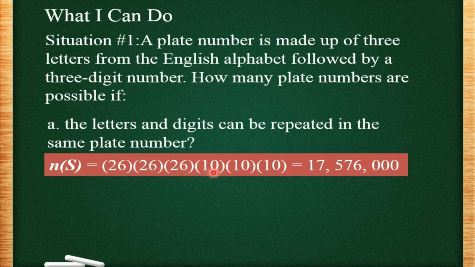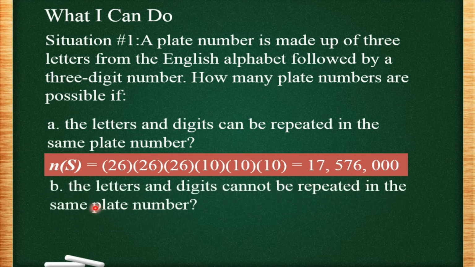For the digits, there are 10. What are these? 0, 1, 2, 3, 4, 5, 6, 7, 8, 9. For the second digit, because you can repeat, there are again 10. And then, for the third digit, there are 10. Multiplying all of these, you come up with the total possible outcomes, and that is 17,576,000. Okay, next one.